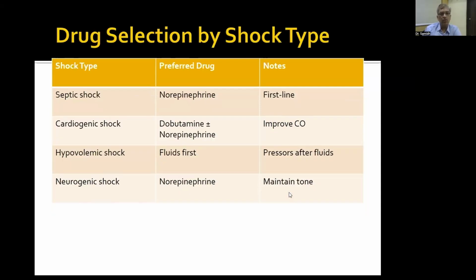Drug selection by shock type. In septic shock, norepinephrine is the first-line agent. In cardiogenic shock, dobutamine primarily, but if the patient has hypotension, especially if the systolic blood pressure is less than 70 or 80, then first use norepinephrine, stabilize the blood pressure, and then add dobutamine to improve the cardiac output. In hypovolemic shock, obviously, fluid has to be used first and pressors only after fluid resuscitation, because early vasopressor use in hypovolemic shock increases mortality. In neurogenic shock, norepinephrine is the drug of choice as it maintains vascular tone. Sometimes if there is bradycardia, you can use dopamine or epinephrine.